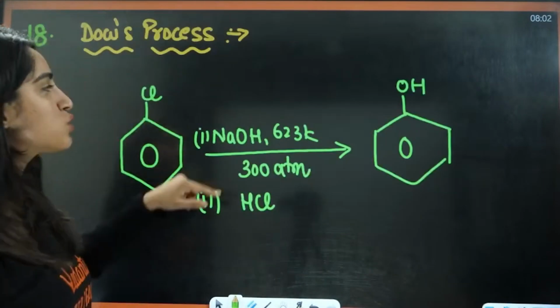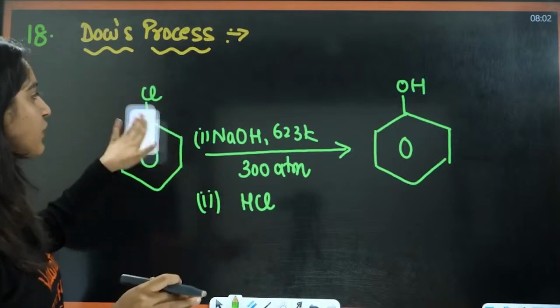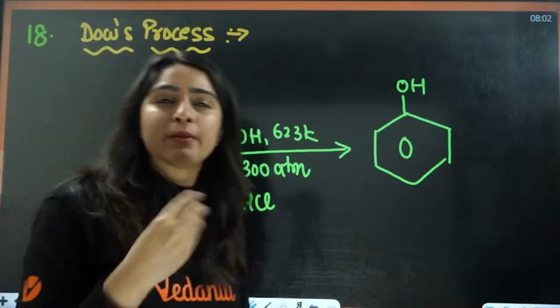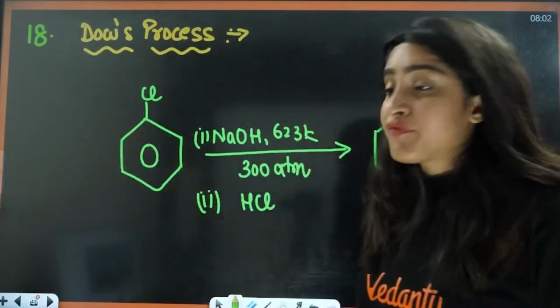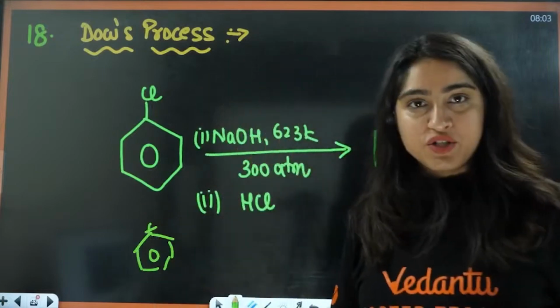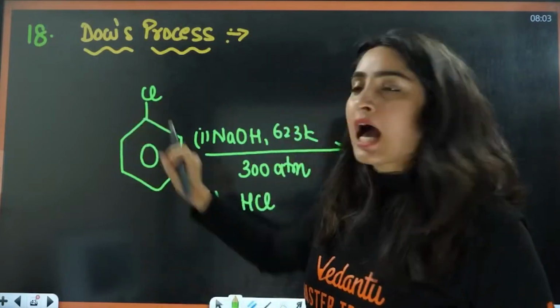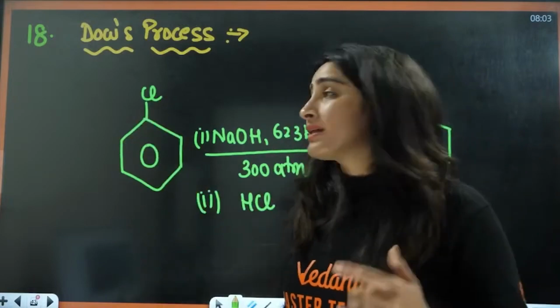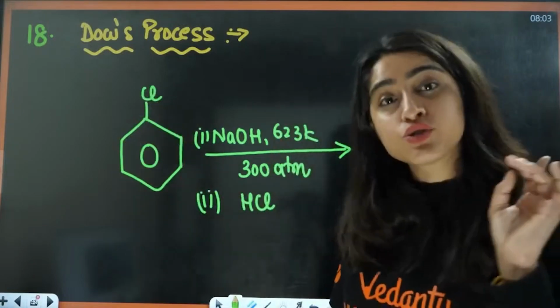Okay, next is Dow's process. This bond is very difficult to break because of the double bond character, the sp2 character of this carbon, and because phenyl cation is not stable. This question can also be asked in the question paper. There are three reasons: double bond character, this carbon is sp2 hybridized, so the C-Cl bond is difficult to break, and third, phenyl cation is not stable.